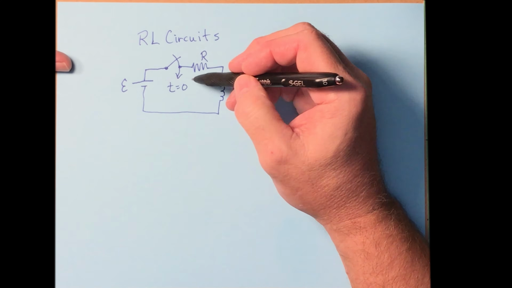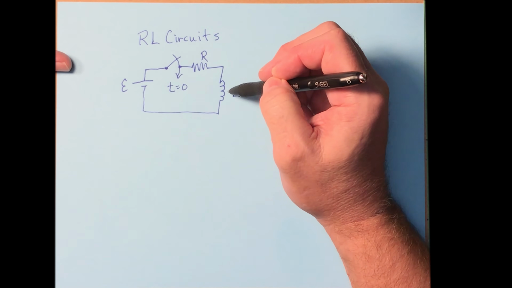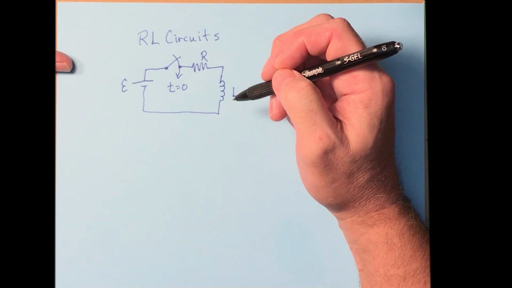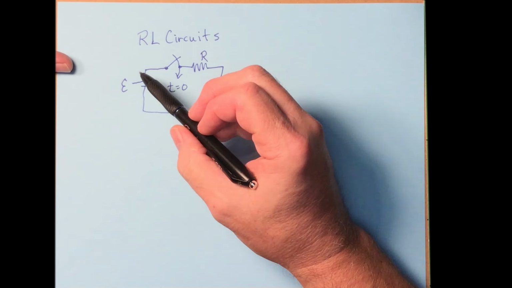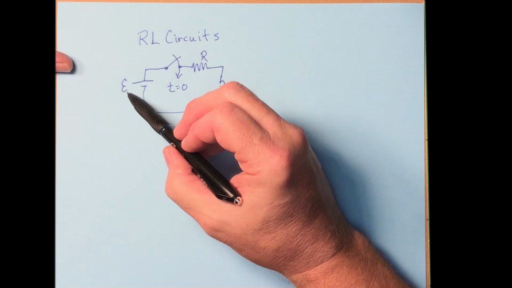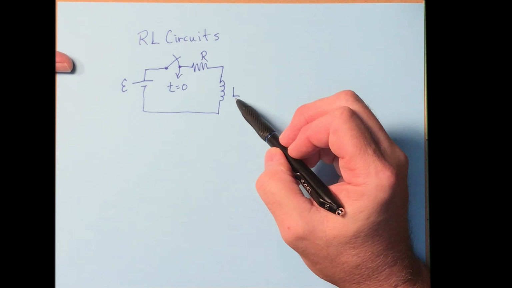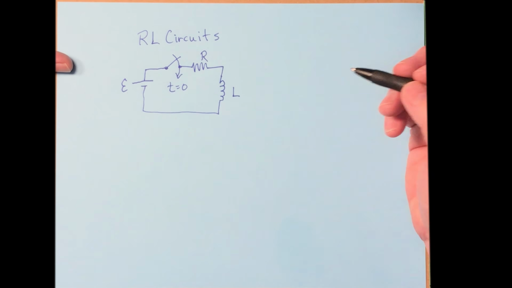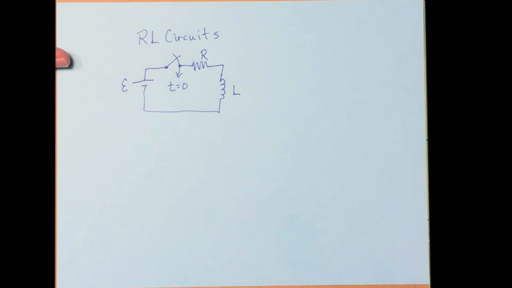Before t equals 0, there's no energy in the inductor. There's no current. There's nothing going on here. So what is known are these values here. E is known, R is known, L is known. What is not known is the current. So we need to figure out what the current is.